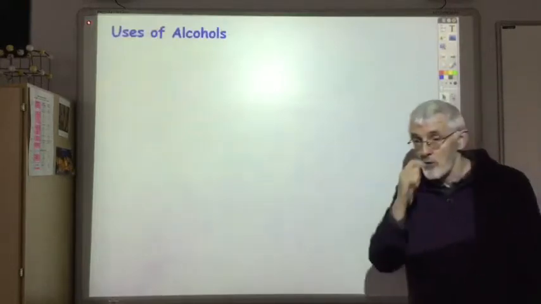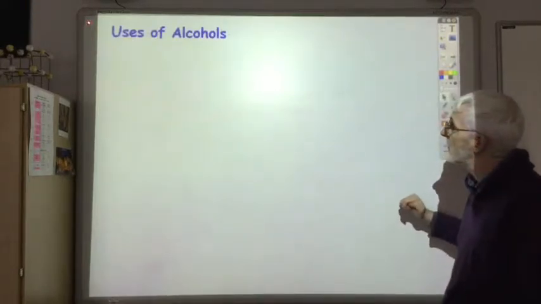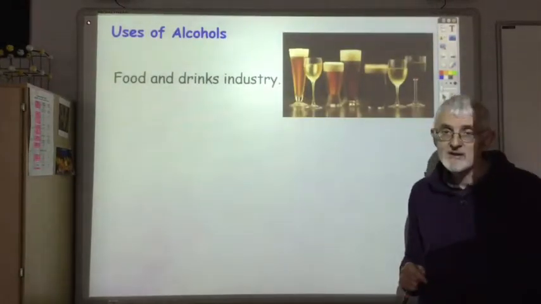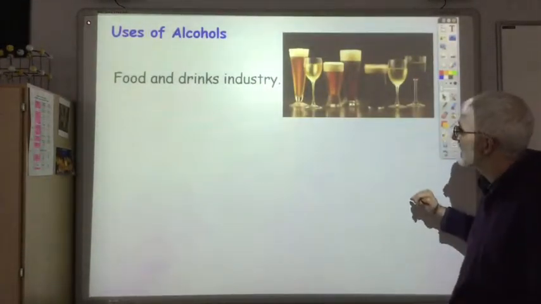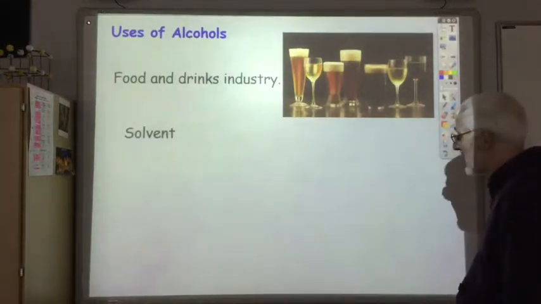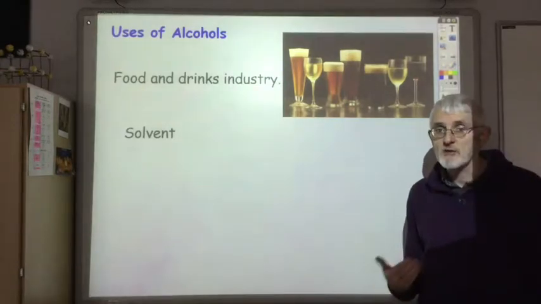Okay, what do we use alcohols for? Well, the biggest single use is in the food and drink industry, but it's also widely used as a solvent. It will dissolve lots of things which are not soluble in water.